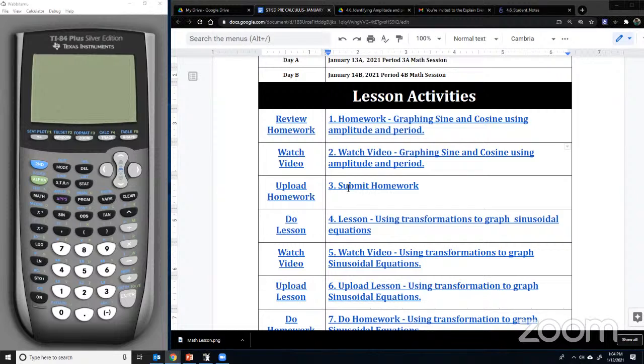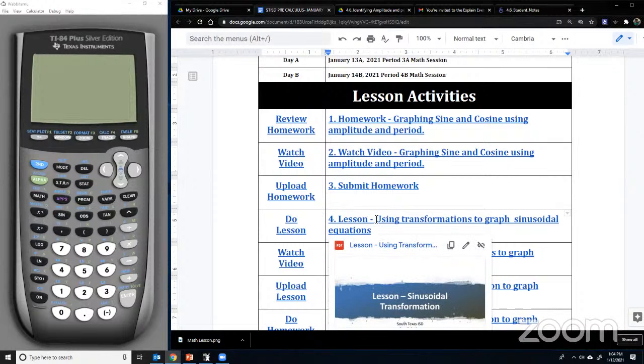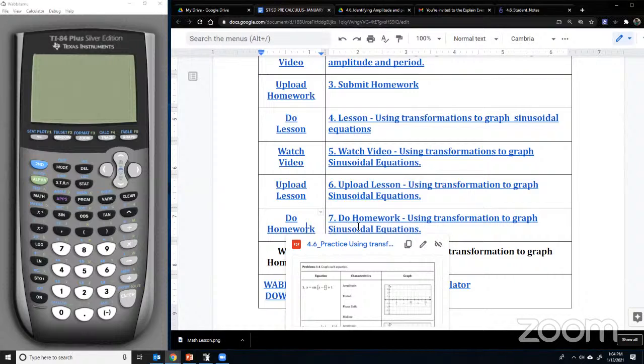You're going to upload your homework. I'm going to give you time to upload your homework. We're going to do a lesson on transformations and graphing sine and cosine graphs. And then you're going to upload, and then we have a homework that I'm going to go ahead and assign, and then hopefully we get to work on it.